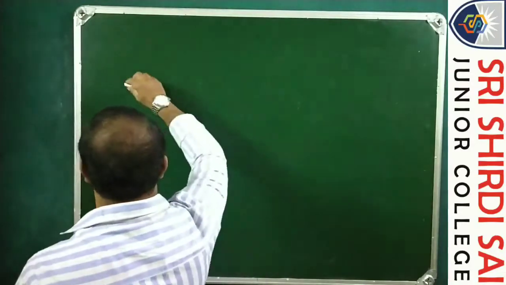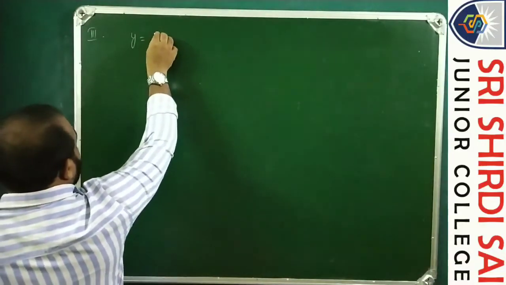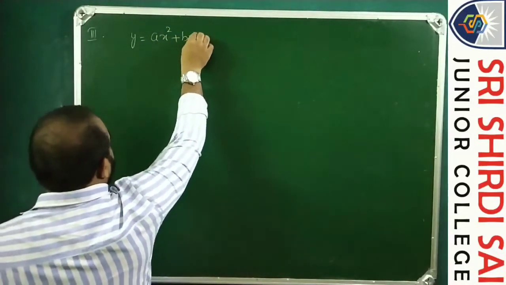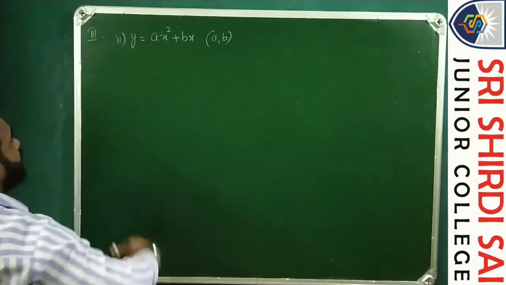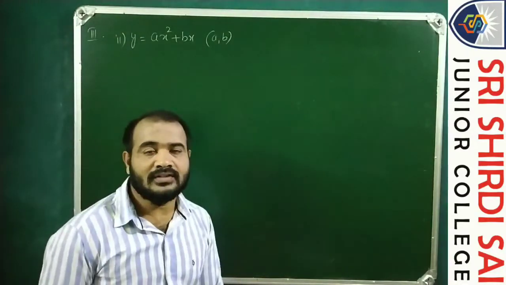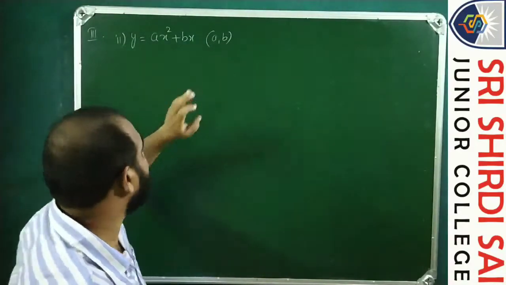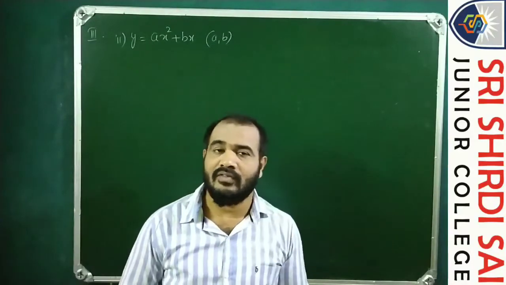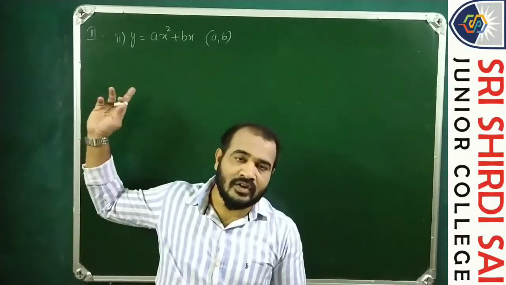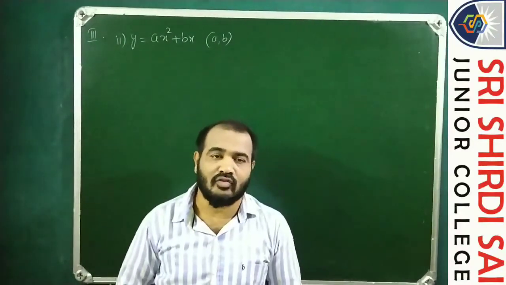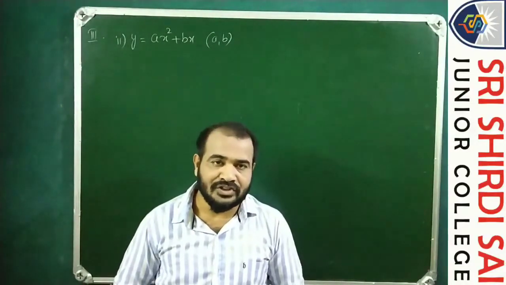So the third Roman is what we are continuing. This is y is equal to ax square plus bx, where a, b are constants. This is the second problem. We need to eliminate the constants a and b, which is obvious, as we have discussed before also. To form the differential equation, since it contains two arbitrary constants, in other words parameters, we need to differentiate it twice.